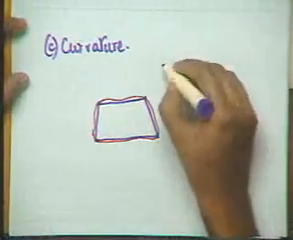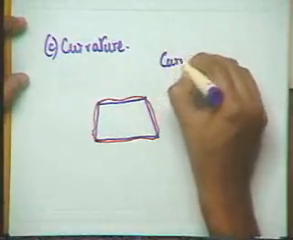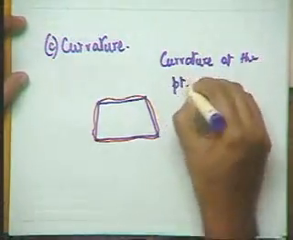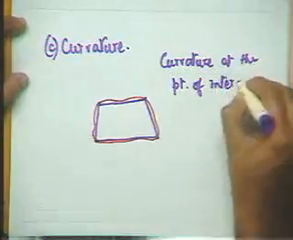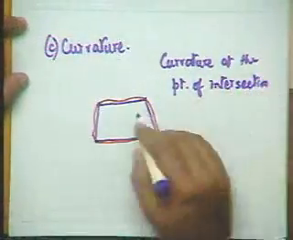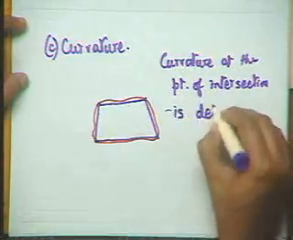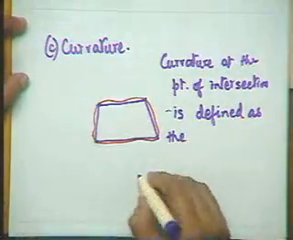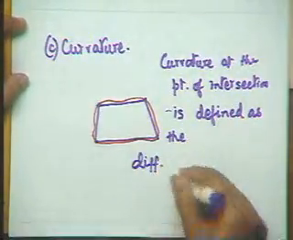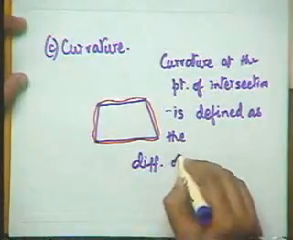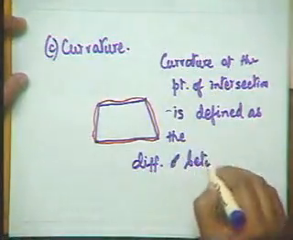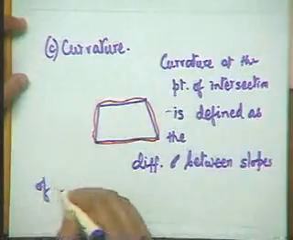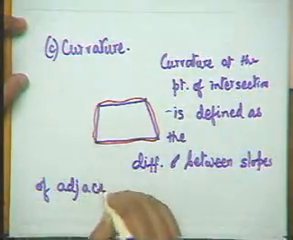So, curvature at the point of intersection is defined as the difference between the slopes of adjacent boundary segments.